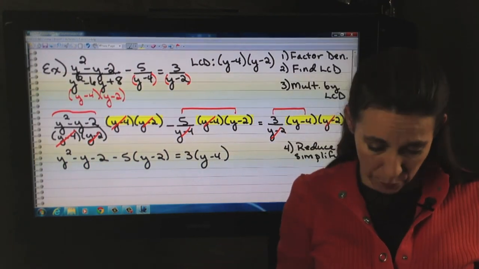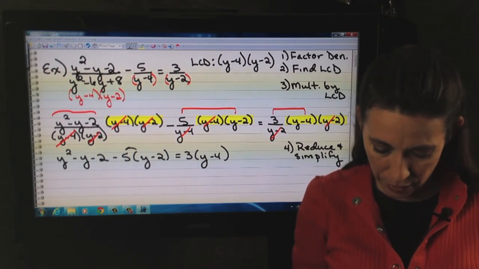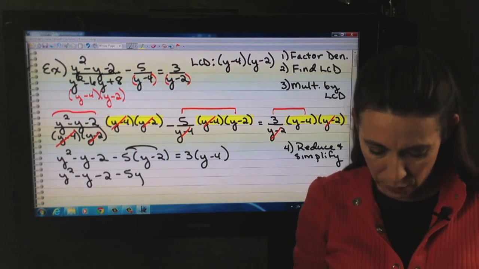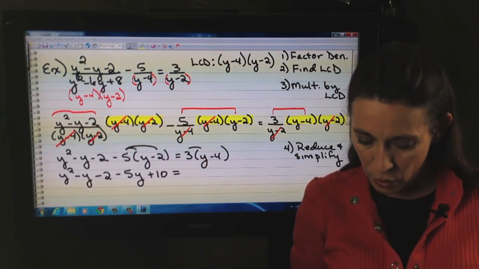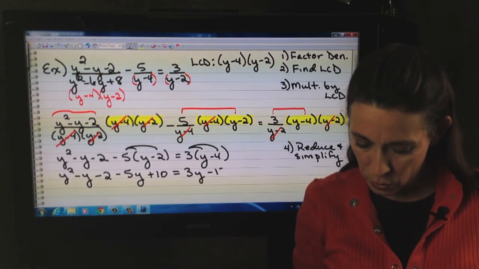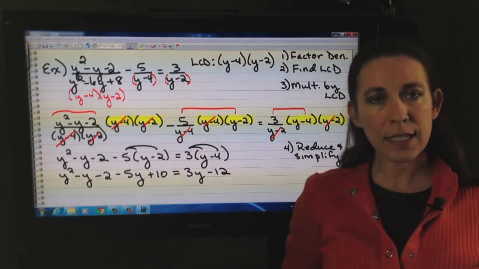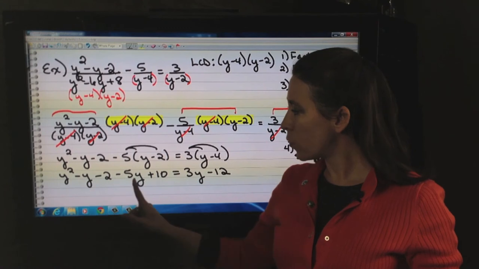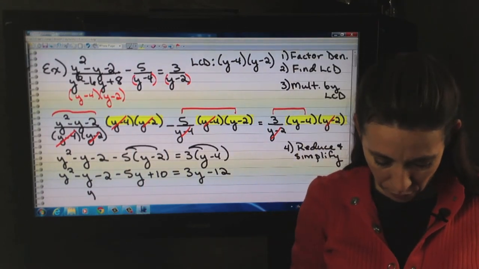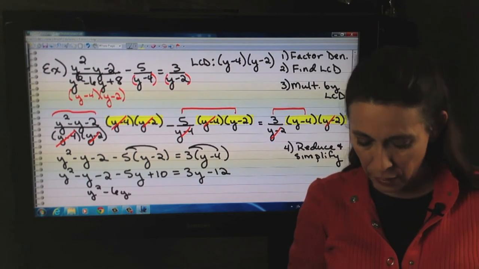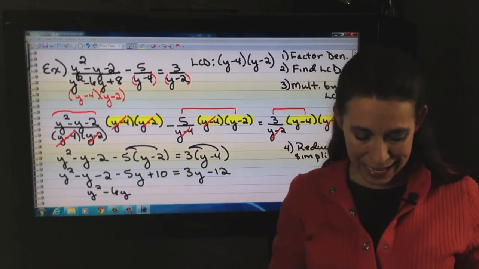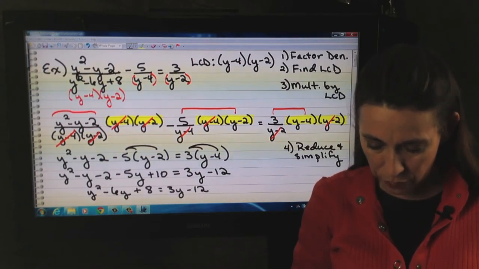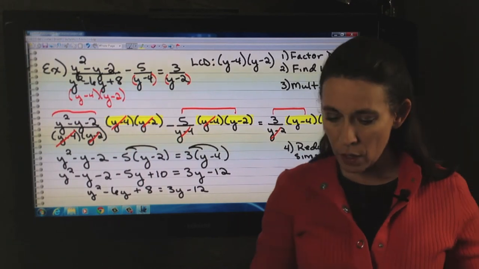So here we can simplify the left-hand side and the right-hand side. Here on the left, we can distribute: y squared minus y minus 2 minus 5y plus 10. We can also distribute here on the right, 3y minus 12. The left-hand side, we have some like terms that we can combine. The negative y and the negative 5y combine, so we have y squared minus 6y. And then the negative 2 plus 10 gives us a plus 8. And the 3y minus 12.